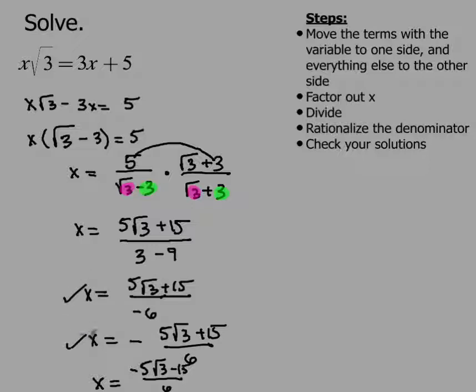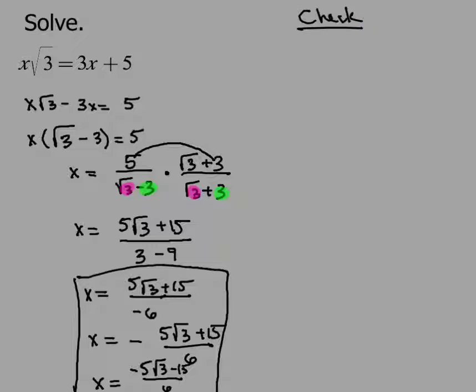You write it like that, like that, like that. Either way is A-OK. All right, now to do this check, this one's going to take a little bit longer because we've got a fraction going on in here. So first thing we're going to do is write the word check, and then of course we'll write down the original problem. x square root of 3 equals 3x plus 5.